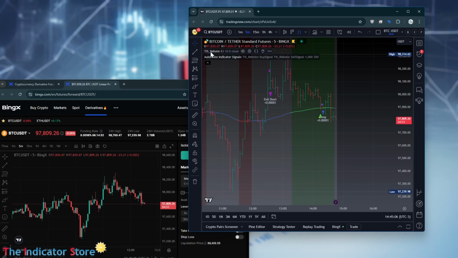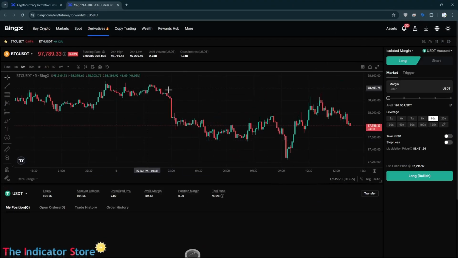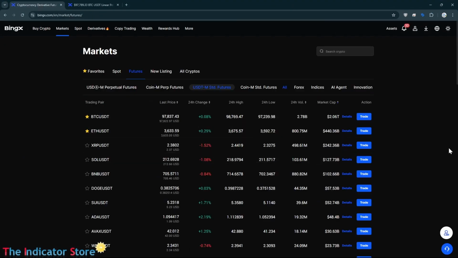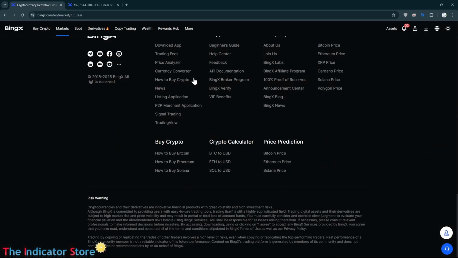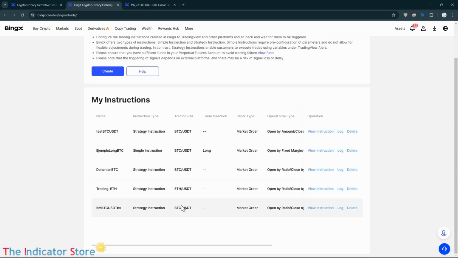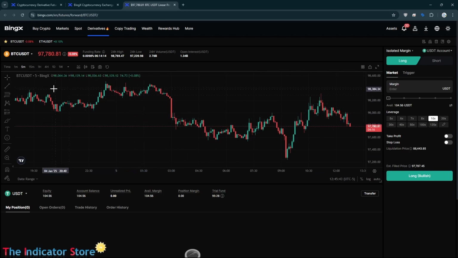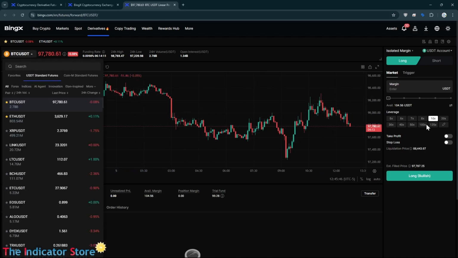What we are looking at here are signals from this indicator, automated by strategy, and then sent via an alert to the broker, to BingX, with a webhook that we can configure here on signal trading. I am going to create a video later explaining how you can create all those webhooks. So you can trade different strategies on different instruments, all from TradingView, and replicate those trades on the broker. So this is the future.